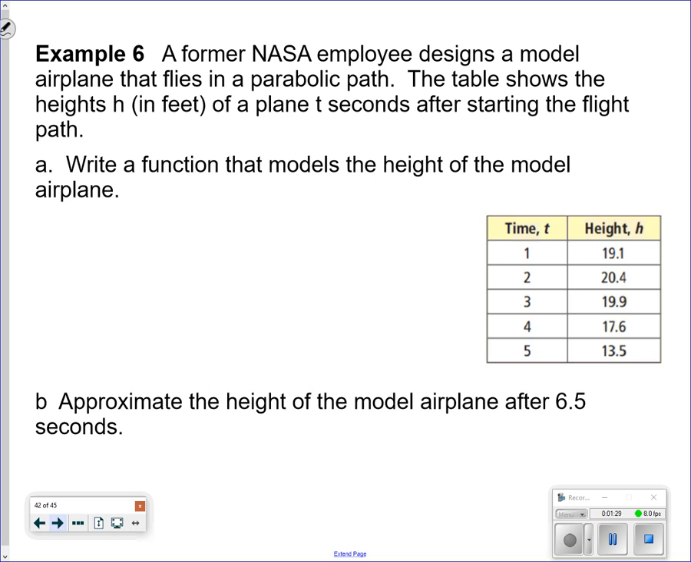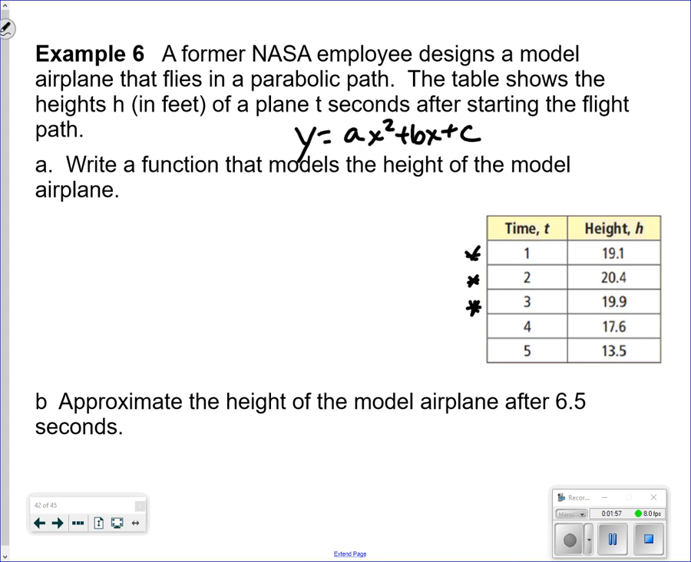I don't know the vertex. I don't know the x-intercepts. And so therefore I have to use the y equals ax squared plus bx plus c model in order to write this. So I'm going to write an equation for 3 of the points on this particular curve. I basically use 3 points to find an a, a b, and a c.